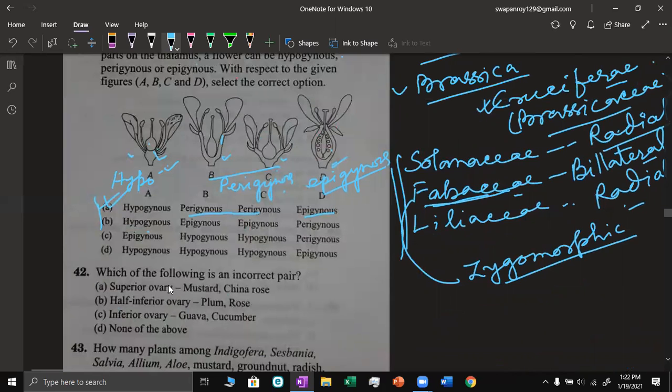Next question. Which of the following is an incorrect pair? Superior ovary: mustard, China rose. Half inferior: plum and rose. Inferior ovary: guava, cucumber. And D is none of these. So which is correct, which is not correct?